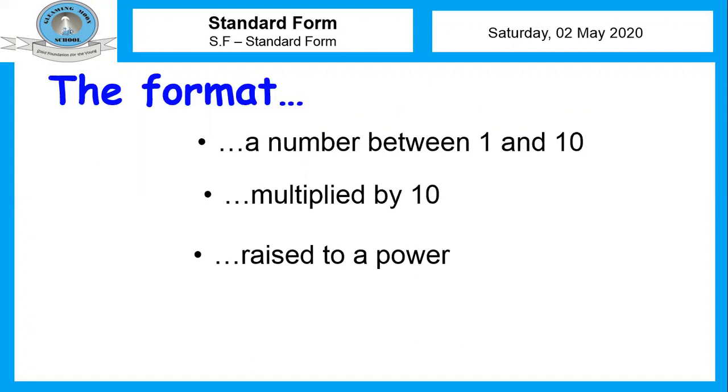Okay, so here is an example of a standard form. So you have 2, which is a number between 1 and 10. And this 2 is multiplied by 10. So you have 2 times 10, which is the second point here, multiplied by 10. And then you have the power, which is 3. So this 10 has been raised to the power 3. Okay, so that's the format.